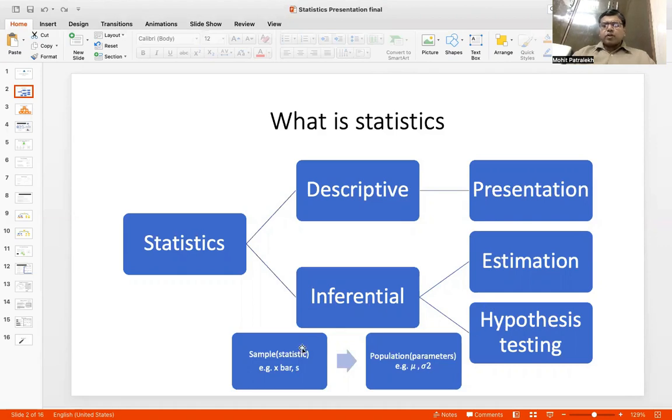However, it is important to note that the term statistic refers to the value which we calculate from the given data set, for example, sample mean and standard deviation. Corresponding values of the population are called parameters. For example, population mean mu and variance sigma squared.